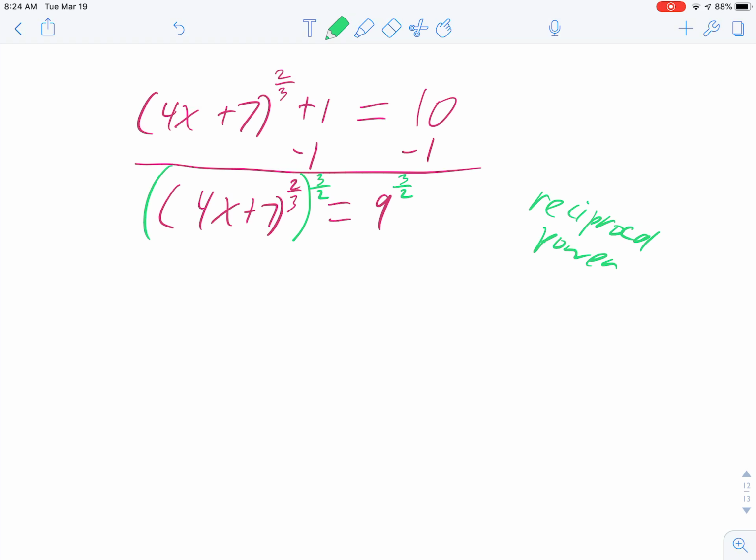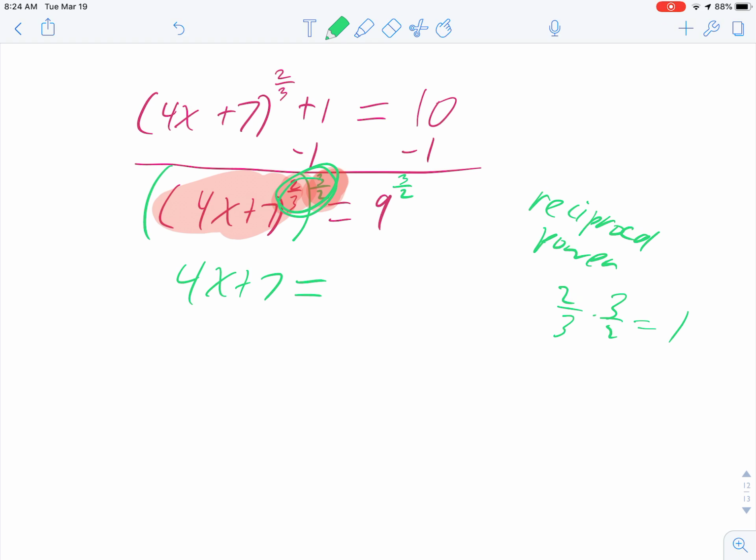When I raise this whole thing to the 3/2 power, we're raising a power to a power. We multiply the exponents. Well, what happens when you multiply 2/3 by 3/2? You get 1. And so the exponents here cancel out. And so we end up with 4x plus 7 to the first power, which of course is just 4x plus 7. So we eliminated that rational exponent.